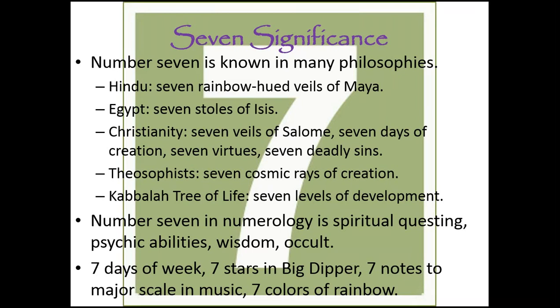And of course, if you just look at our simple, mundane world, we have the 7 days of the week. We have the 7 stars in the constellation of the Big Dipper. We have 7 notes to the major scale in music. We have the 7 colors to the rainbow, which is the visible spectrum of color that we can see.